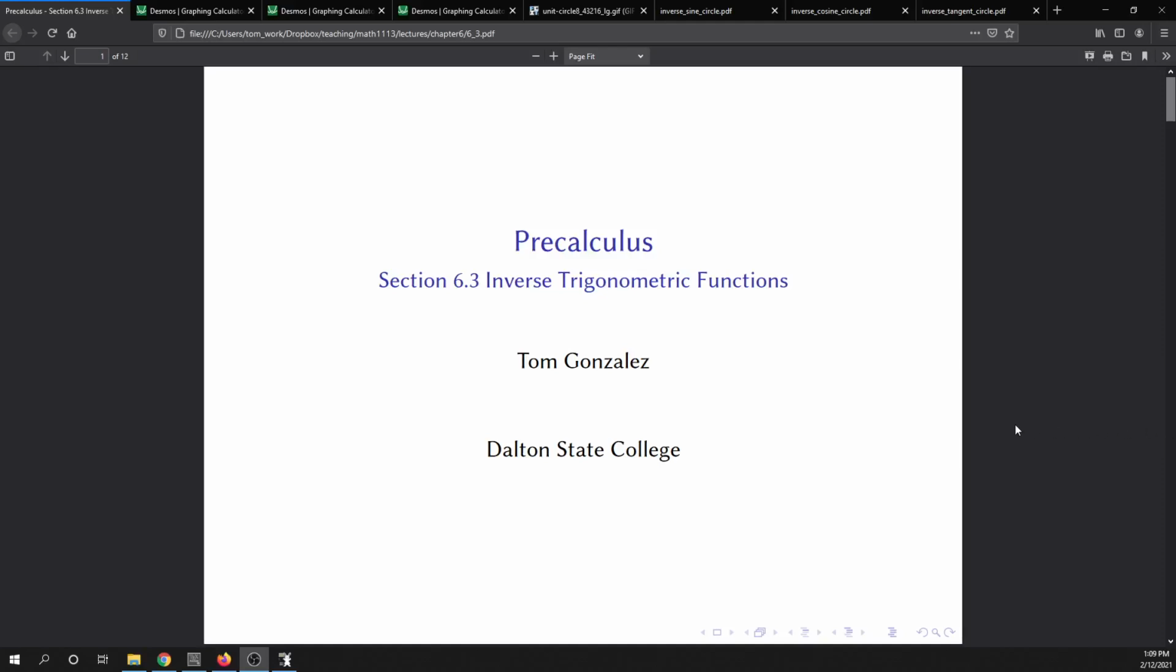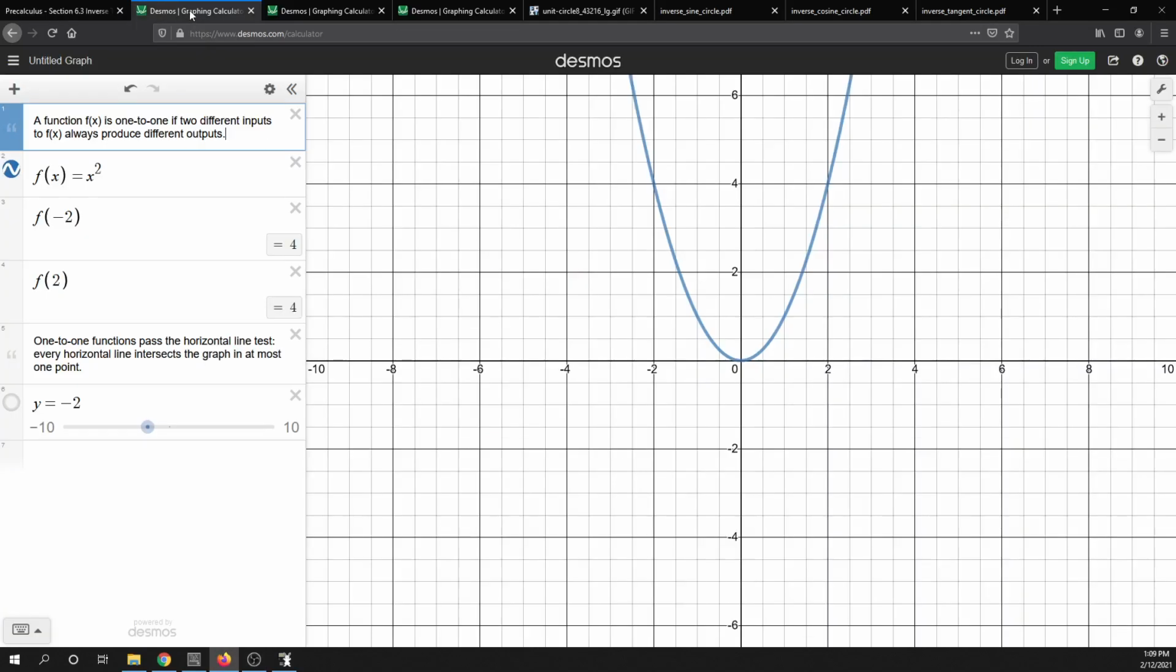In this video, we are going to talk about the inverse trigonometric functions. So before we get into the details, we just need to do a tiny little bit of review from college algebra about inverse functions. So the first idea that I need to remind you of from college algebra is of what a one-to-one function is.